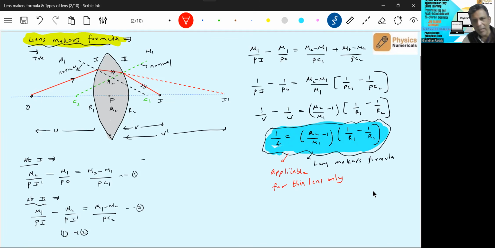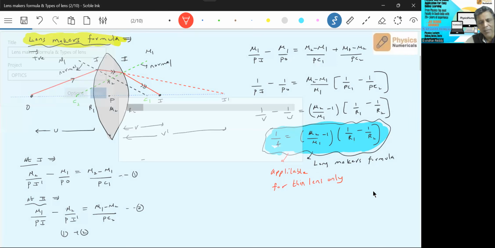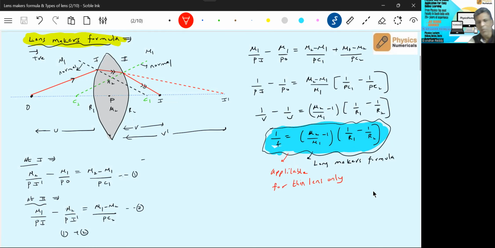Applicable for thin lens only. Okay, there's a basic formula what we have. Now using this, we'll analyze the different types of lenses here. There's a basic lens maker formula. Very simple. I think you needn't struggle much here.